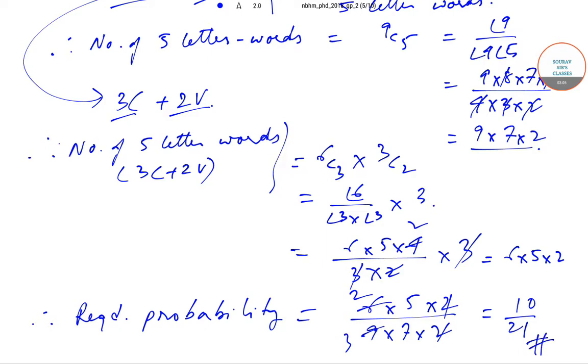So today we have solved question number 5 from the miscellaneous section of the NBHM PhD Scholarship Exam, which was conducted in January 2018. We will be solving the next questions in the subsequent videos.